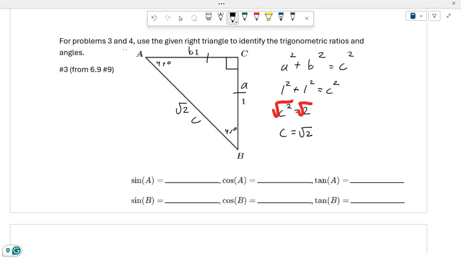And so now what we can do is go ahead and find our trig ratios. Again, I'm going to stick with one angle at a time. So we'll go ahead and start with angle A. Root 2 is my hypotenuse, no matter what. And then if we're talking about angle A, it means that the opposite side, side A, is 1. And then side B, which also happens to be 1, is adjacent.